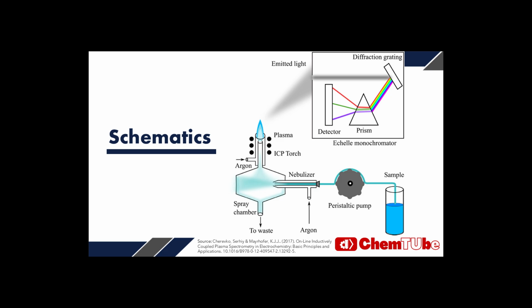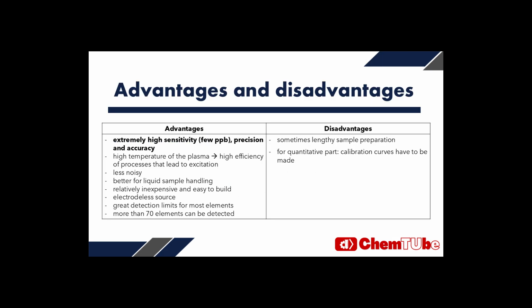A part of the photons is focused by a lens or concave mirror. This ray passes an image of the plasma to a wavelength selection device, for example, a monochromator. The intensity of photons at this particular wavelength is translated into an electrical signal that is then processed and displayed as a spectrum. The main advantage of ICP-OES is the extremely high sensitivity, down to a few ppb, precision and accuracy.